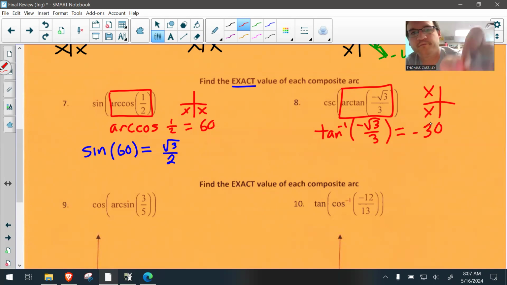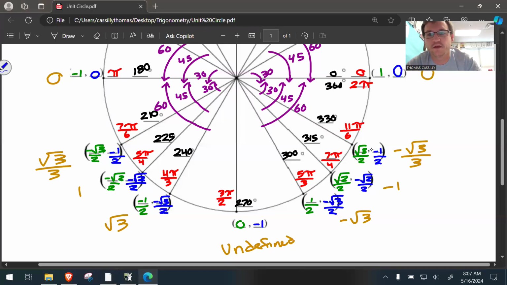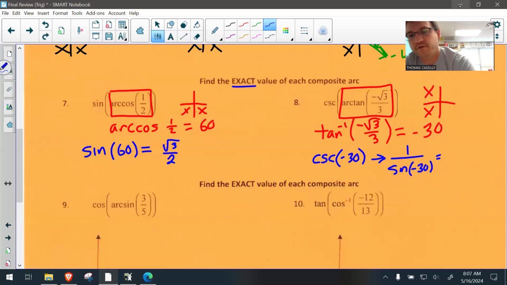Right? So the cosecant of negative 30, or if you wanted to think about this, this is 1 over the sine of negative 30. Figure out what that value is. And the sine of negative 30 is going to be negative 1/2. So this is 1 over negative 1/2, which gives us 2. All right.